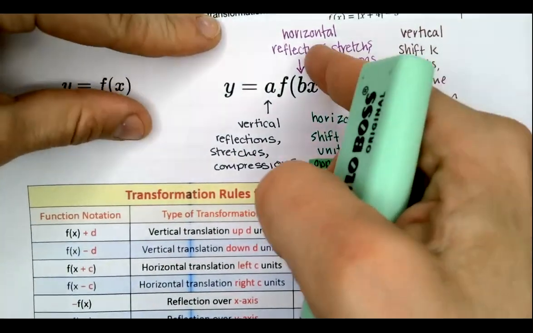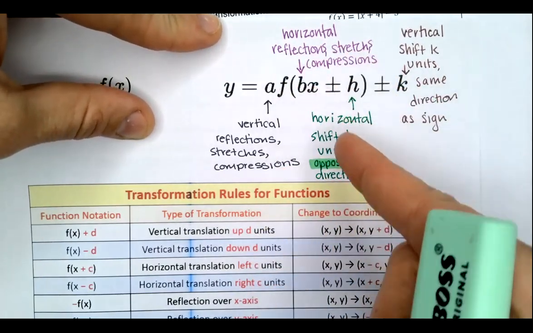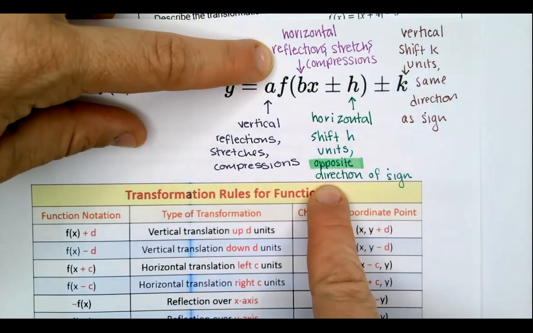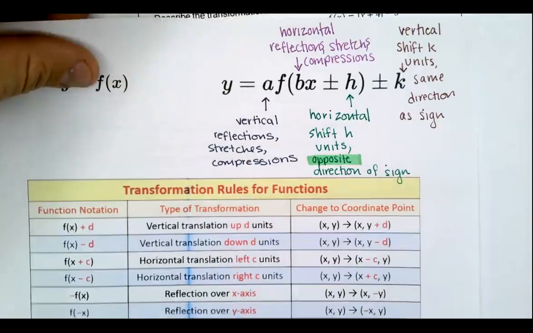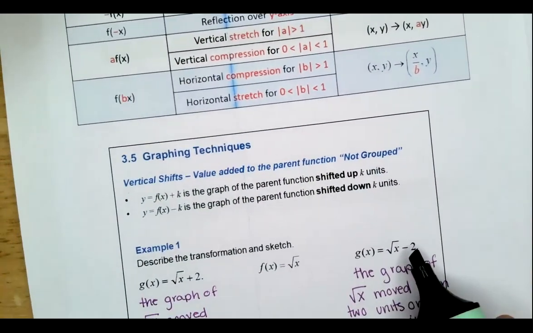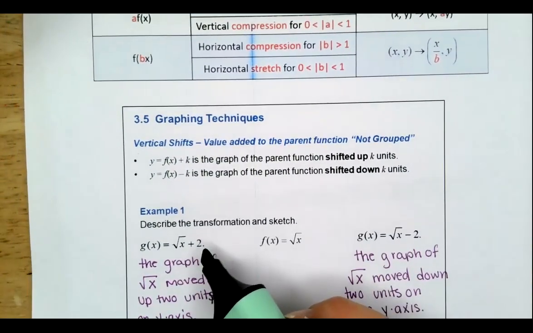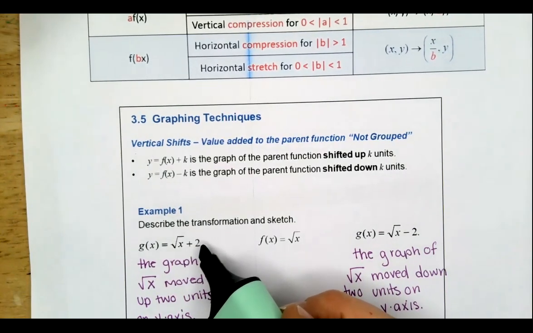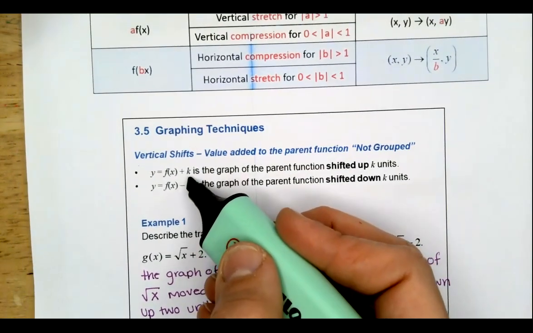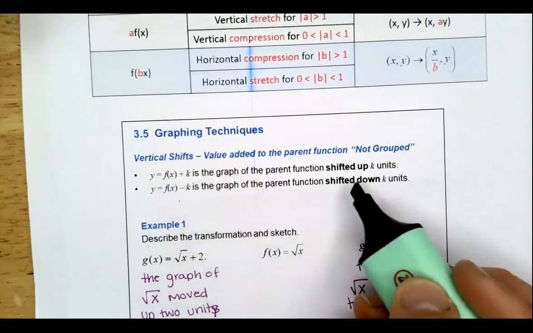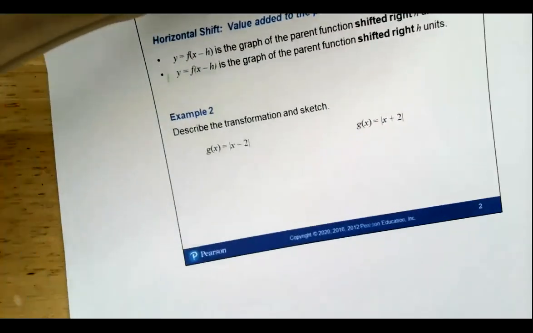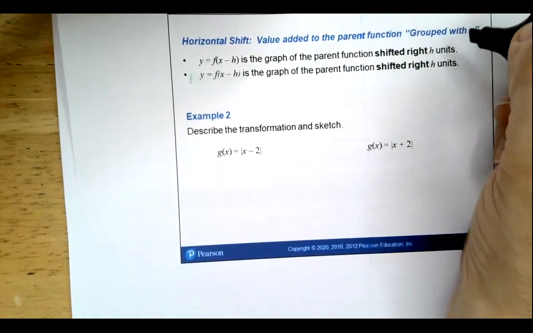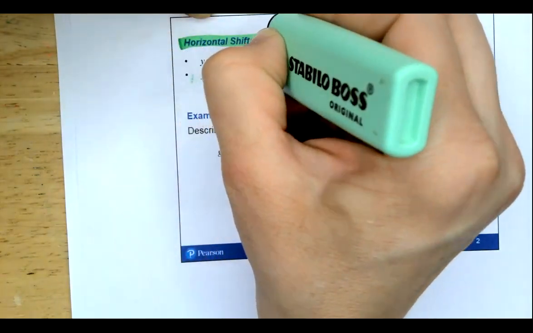Okay, so when we're dealing with x, inside the parentheses, you're doing the opposite of what it looks like you would be doing. It looks like we would be moving this one down 2, we move it down 2. It looks like we should be moving this one up 2, we move it up 2, right? Plus k is shifted up, minus k is shifted down. Horizontal is opposite.